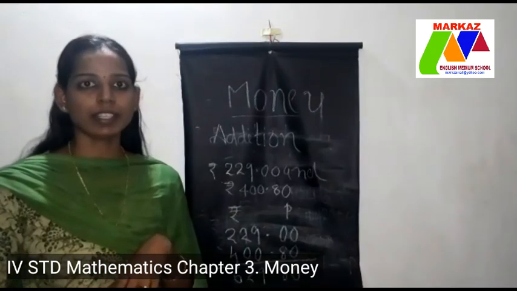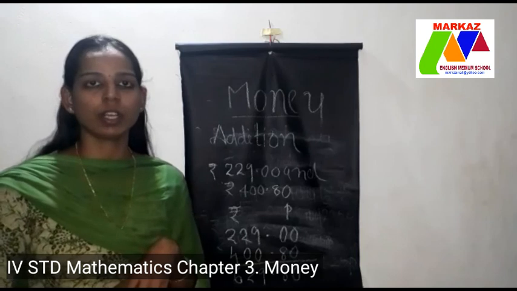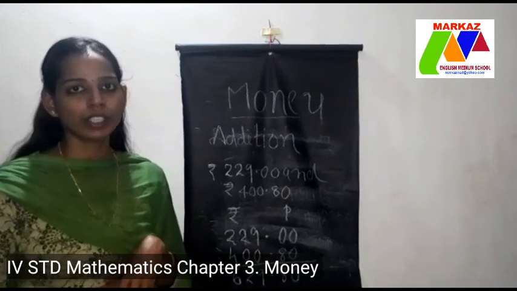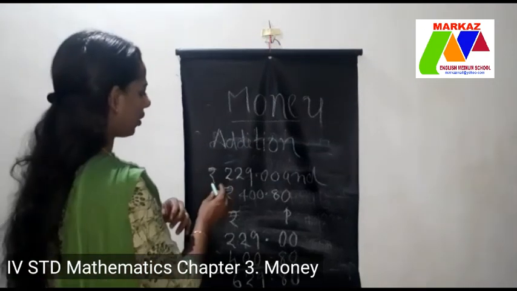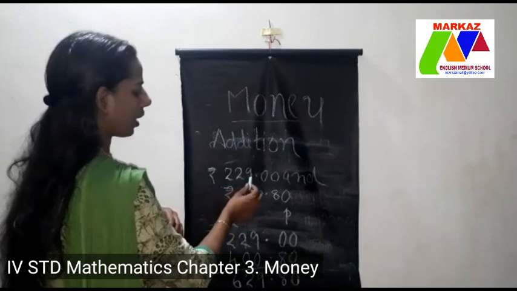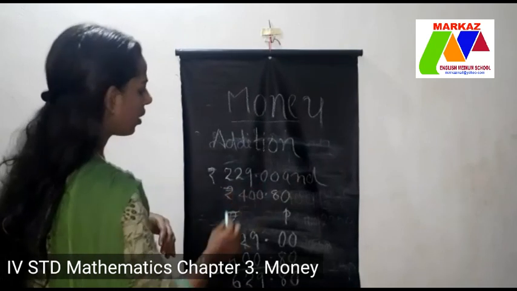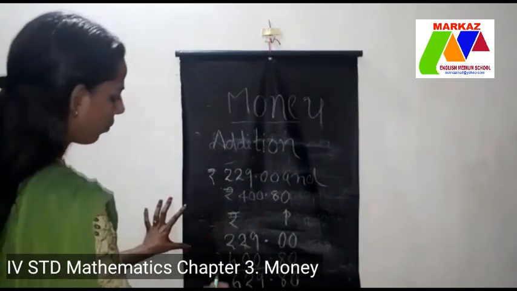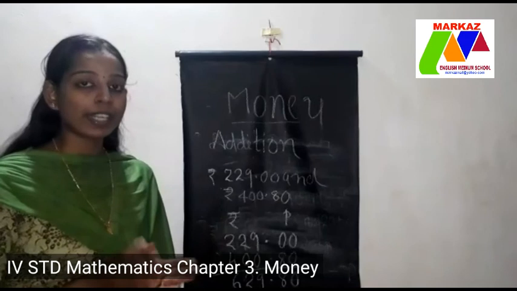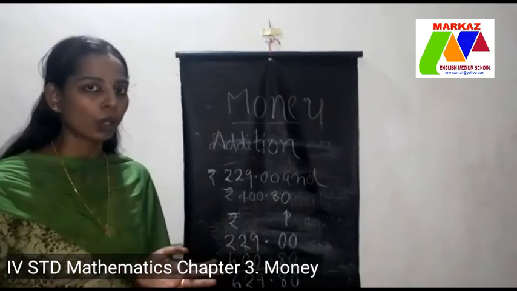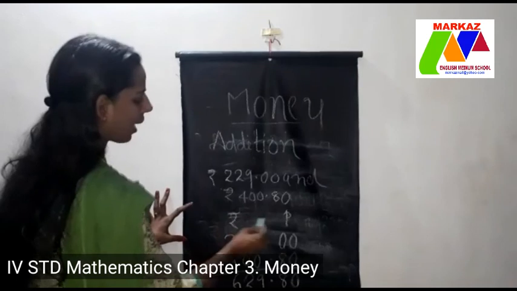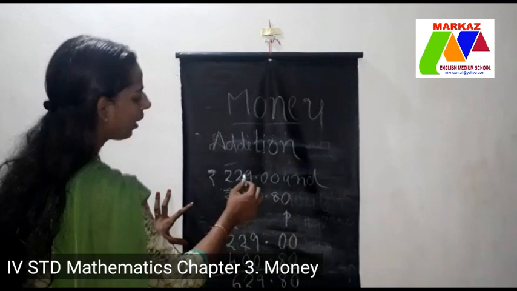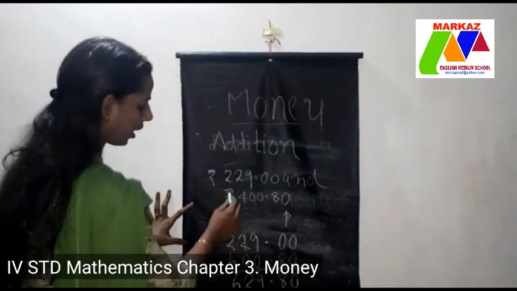Students, let us study the addition and subtraction of money. First, the addition of money. So, look here. Rupees 229.00 and rupees 400.80. We have to add this. For this, what do we have to do? First, we have to arrange this amount in two columns: the rupees column and the paise column. In the rupees column, we have to add the rupees. So, 229 and 400 are the rupees here.